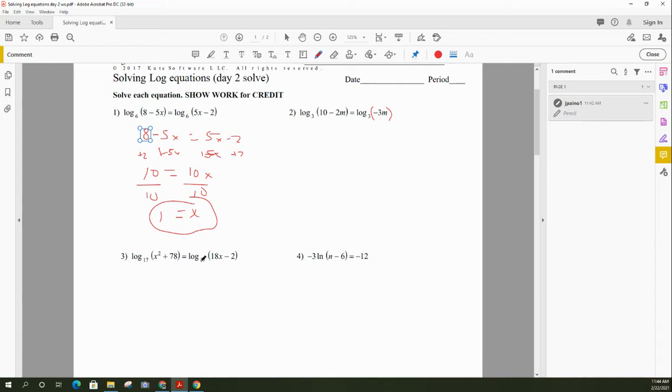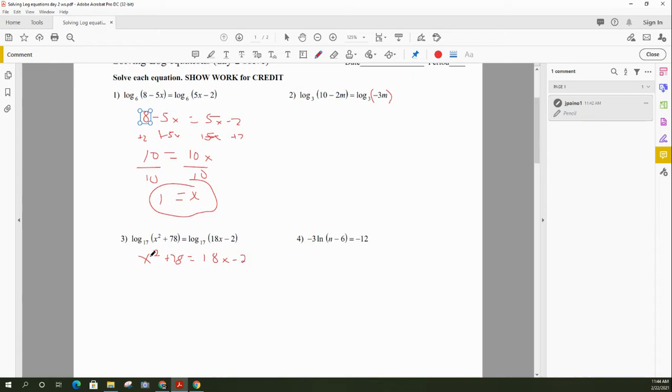We have same bases, but this one looks like we're going to end up with a quadratic: x squared plus 78 equals 18x minus 2. We've been solving quadratics for a very long time. We know whenever we have a quadratic, we must set it equal to 0. So I'm going to subtract 18x from both sides and add 2 to both sides, and that way I get everything equal to 0. So I get x squared minus 18x plus 80 equals 0.